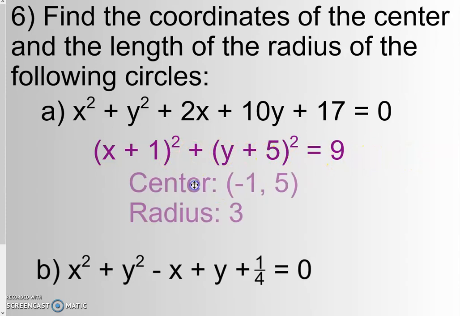So this means the center is negative 1, negative 5. Oh, Mr. Barath, shame on you. Negative 5. And the, all right, that's a negative. And the radius here is 3. And again, if you weren't able to complete the square, sounds to me like you got some video watching to do.